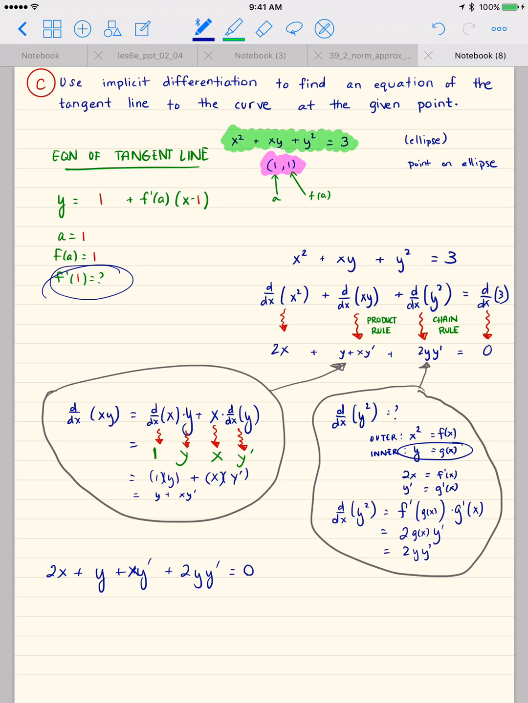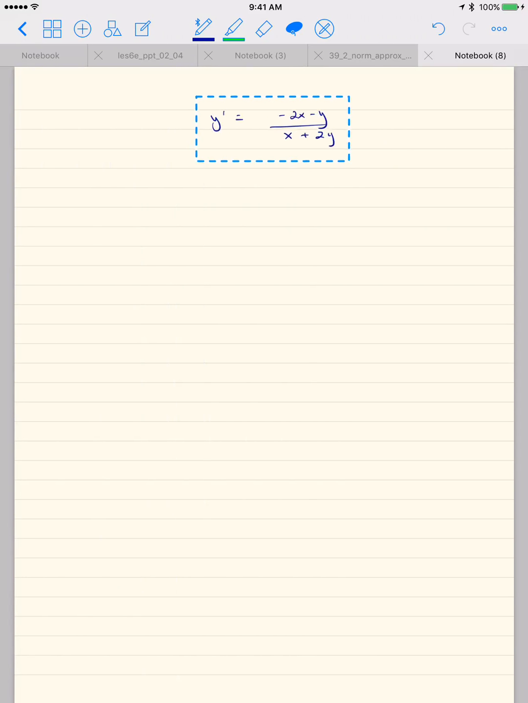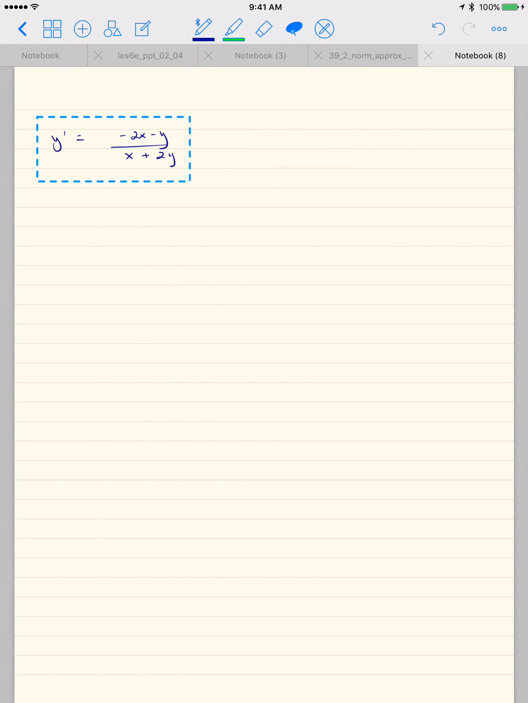Okay, so we'll combine like terms. Okay, this is equal to negative 2x minus y. So y prime is equal to negative 2x minus y divided by x plus 2y. Okay, and now if we rewrite this, let me just copy, paste. Okay, so this is what we're working with.